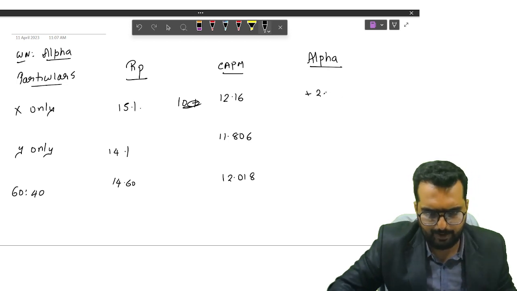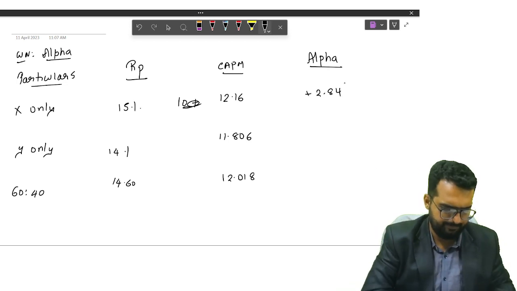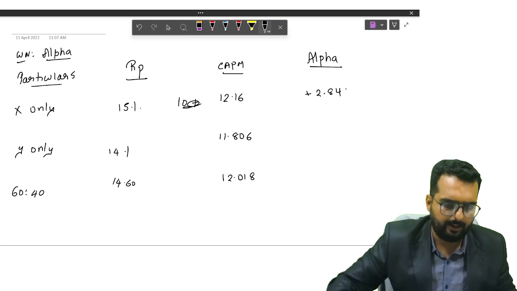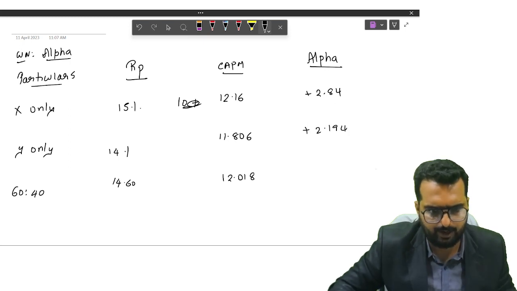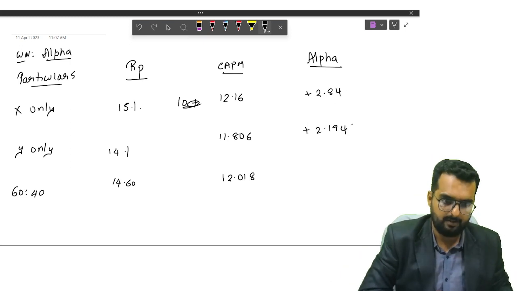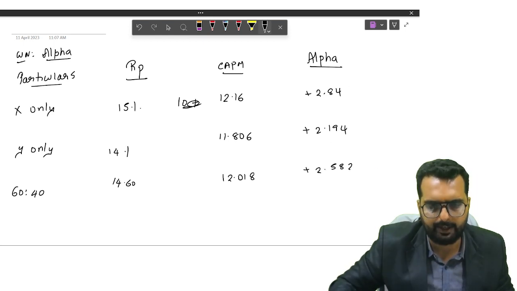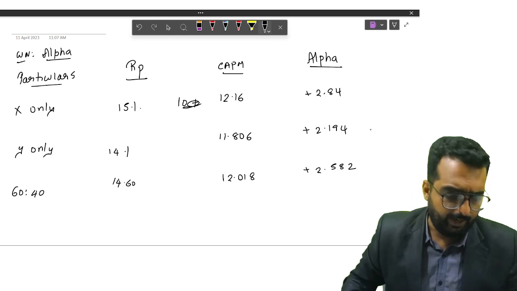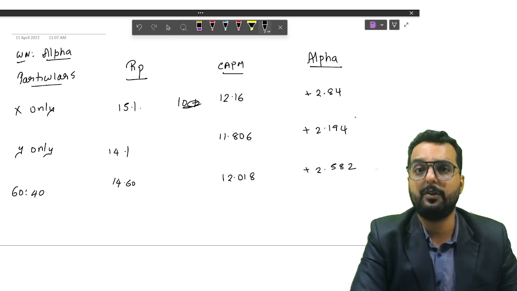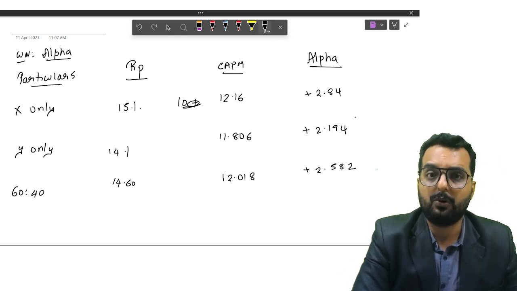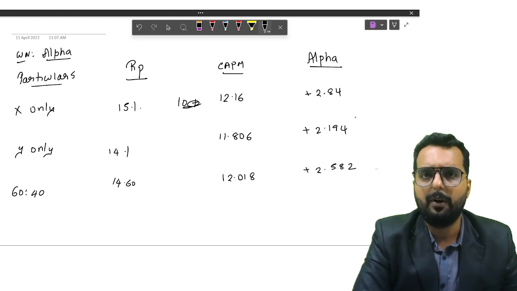Difference will be your alpha. Do you get the answer as plus 2.84? That is good. Next one is plus 2.194. Last one will be plus 2.582. So friends, we are done with this part also. We are done with this very long question on portfolio management.